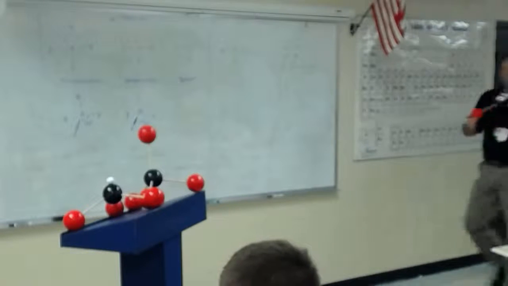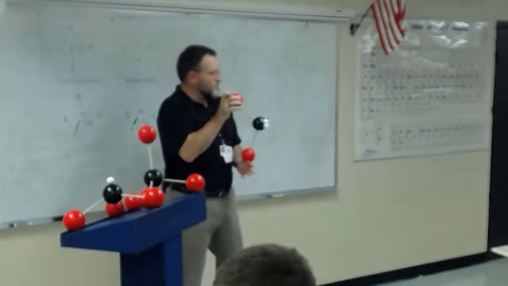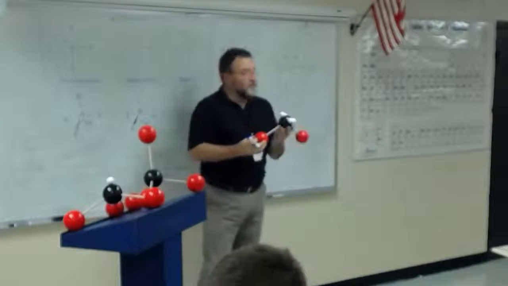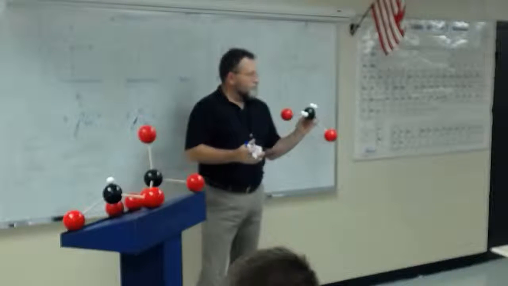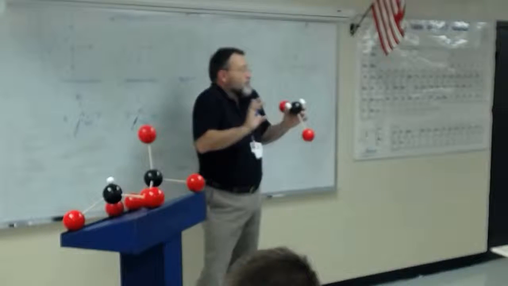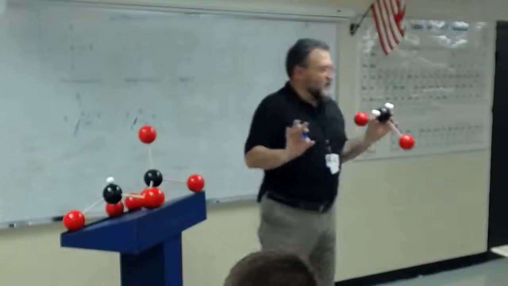Two atoms attached to the central atom and two unbonded pairs of electrons. Again, they're going to place themselves equally around the central atom. This bonded pair and this bonded pair are going to repulse each other. Valence shell electron pair repulsion. They're pushing away from each other.